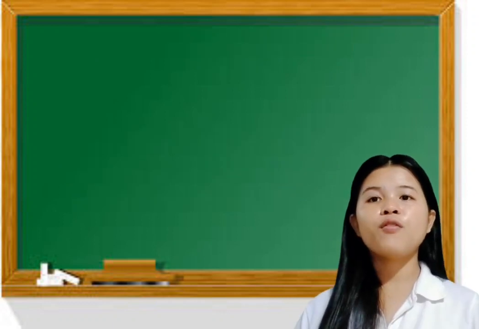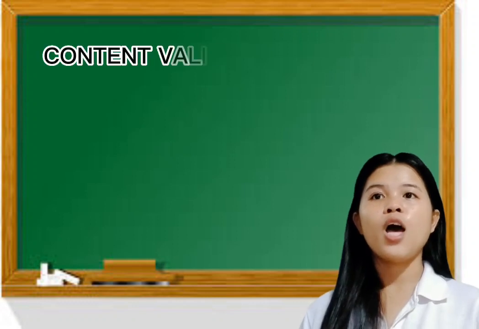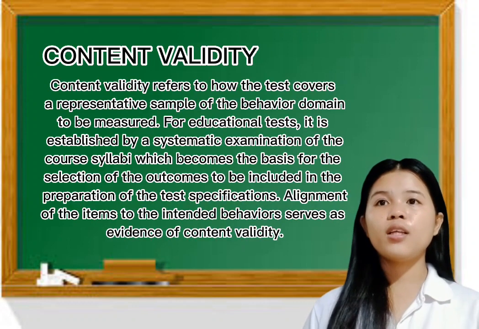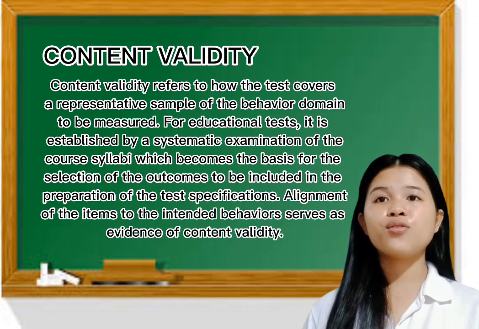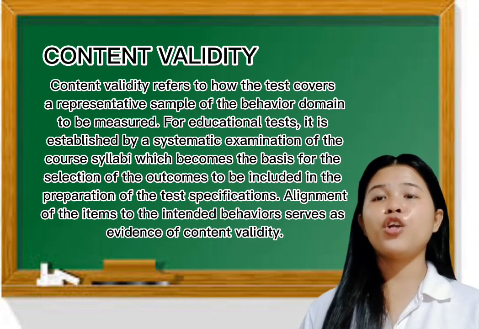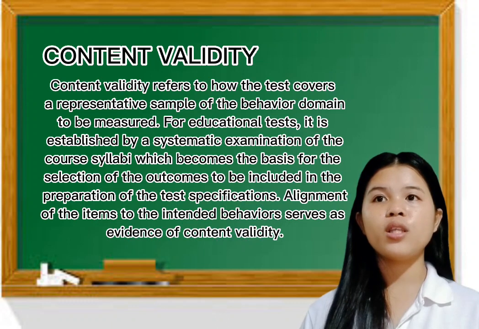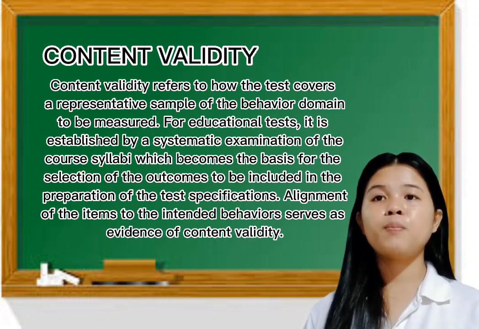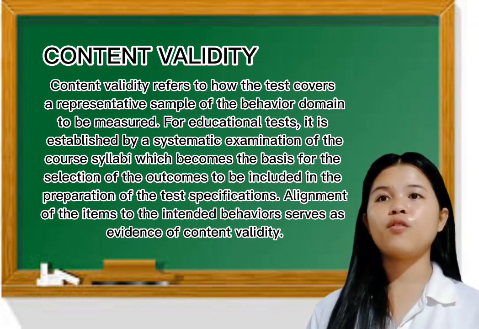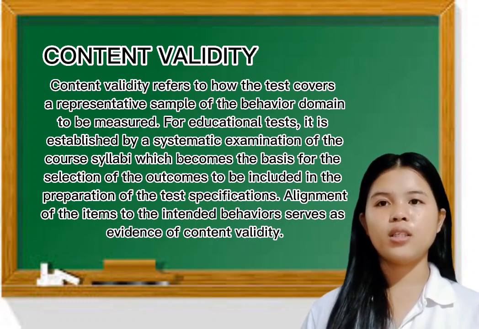So now let's talk first about the first conventional type of validity, which is content validity. Content validity refers to how the test covers a representative sample of the behavior domain to be measured. For educational tests, it is established by a systematic examination of the course syllabi, which becomes the basis for the selection of the outcomes to be included in the preparation of the test specifications. So alignment of the items to this intended behavior serves as evidence of content validity.